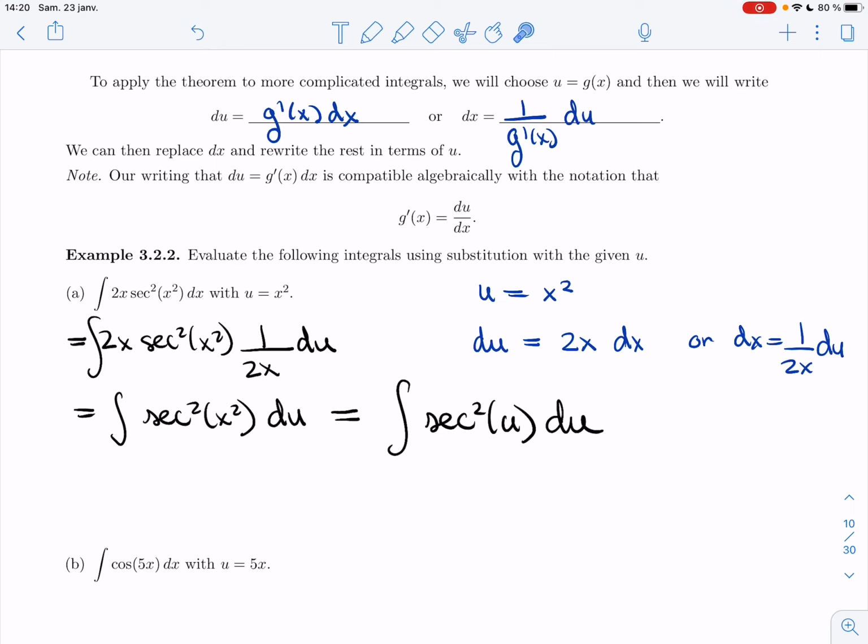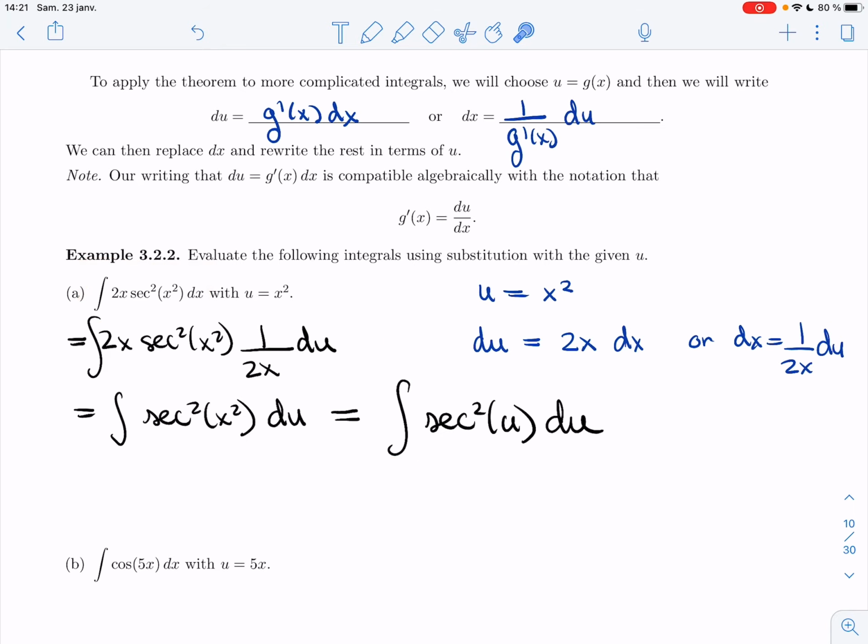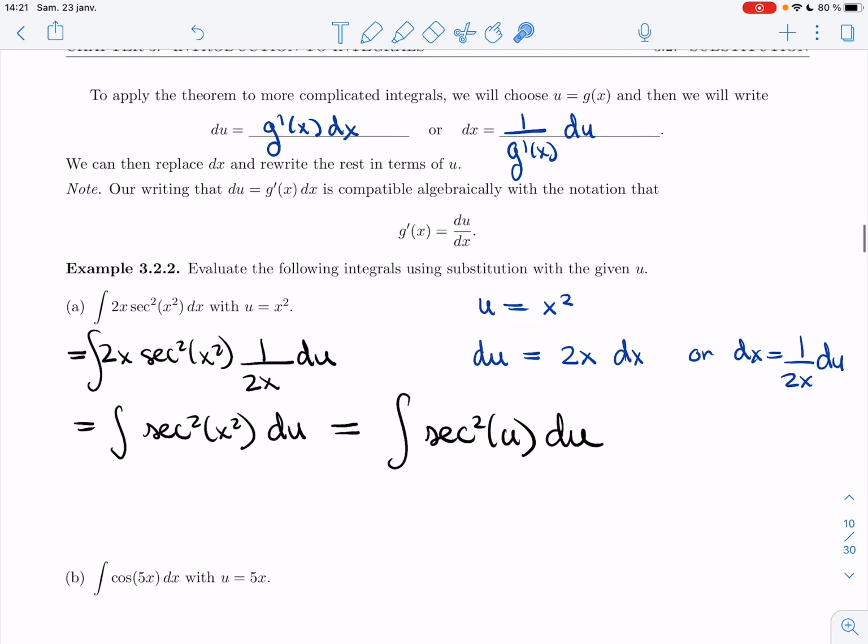All right, so my substitution is finished. I went from x as my variable to an integral that is completely in terms of u. Whenever you do that, you're going to get something simpler because instead of having x squared everywhere, I just have u, and that's much easier.